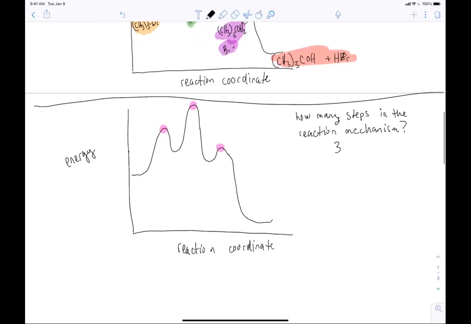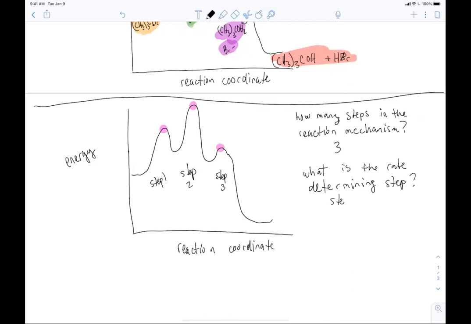We could ask, what is the rate determining step? So if we just call this step 1, step 2, and step 3, which one is going to be the rate determining step? It's going to be step 2, because it's the highest one.